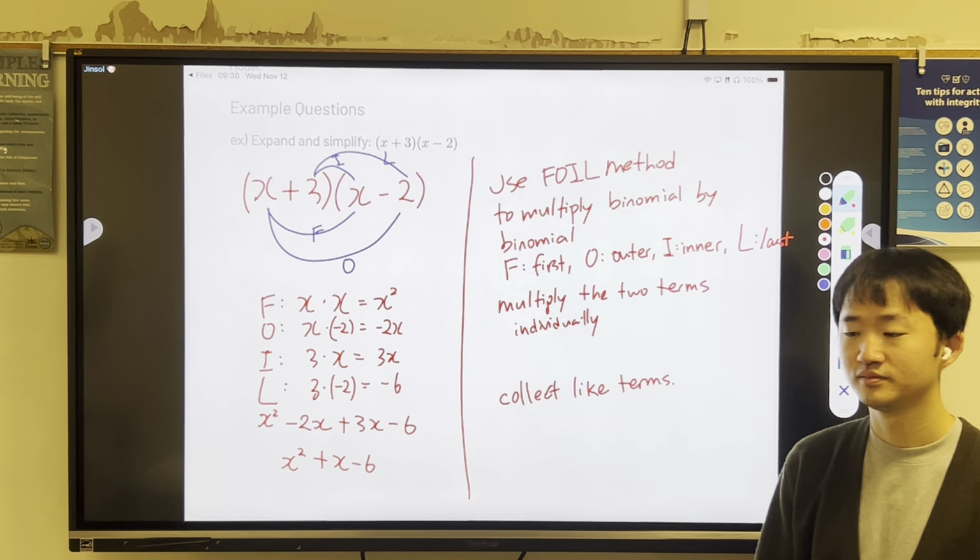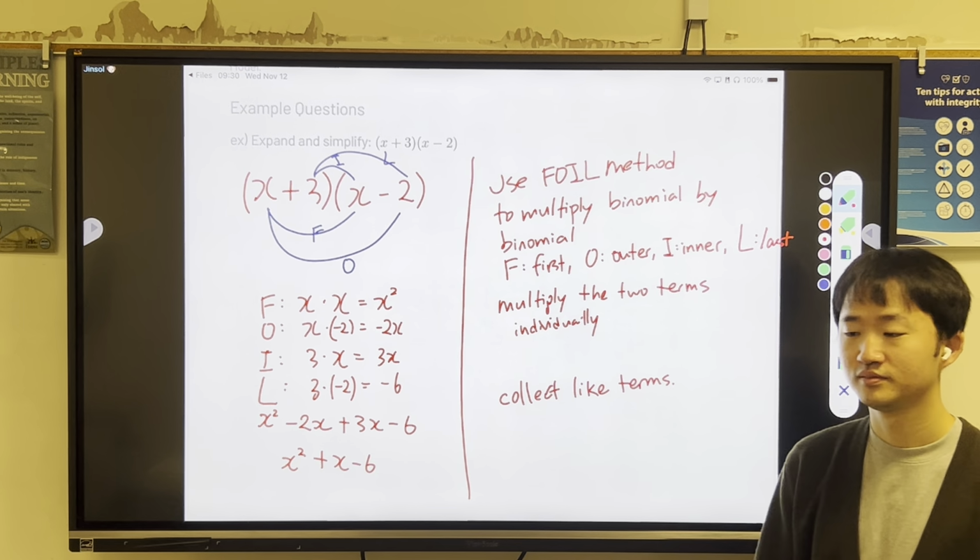Let's look at the second example question. Expand and multiply x squared plus 3x plus 5 times 2x minus 3. Well, right off the bat, what I notice is that this question is not about a binomial times a binomial. We're actually doing a trinomial times a binomial.